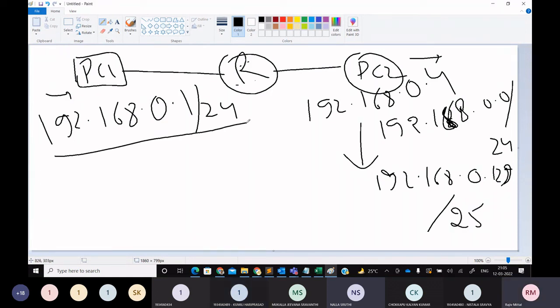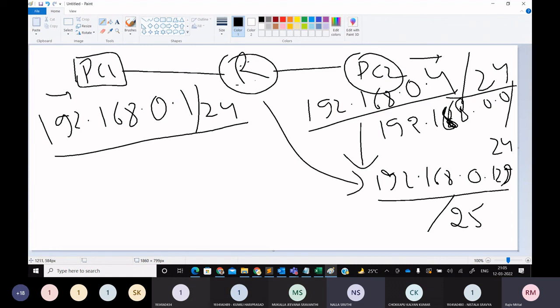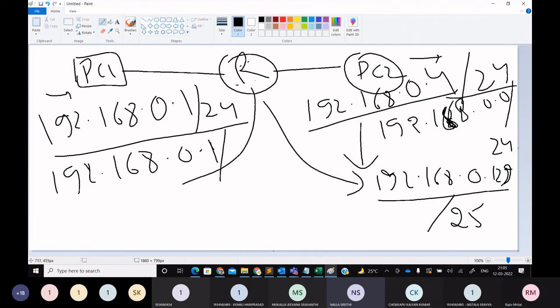In the first case it will be both 24 and 24, because you need not do subnetting, because they were in layer 2 at that time, right? Through the switch. Now in the second case it is going through a router, so here the IP address will remain the same, but the subnet will change. Got my point?